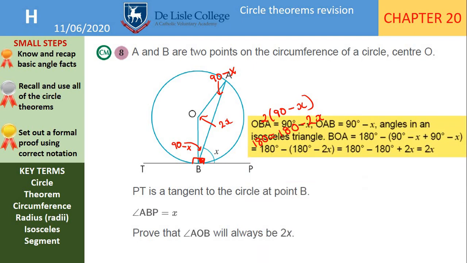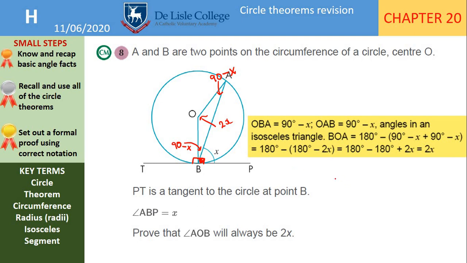So how have they written it out? Let's just delete this so we can read. So OBA equals 90 minus x, and OAB equals 90 minus x because angles in an isosceles triangle. BOA is 180 subtract 90 minus x plus 90 minus x. So 180 subtract 180 minus 2x, and then they've worked it out.